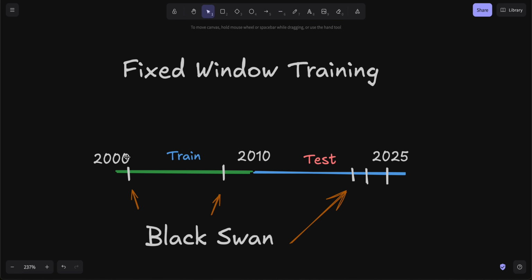It's just like if you have trained in push-ups and pull-ups, if during the competition they do actually give you push-ups and pull-ups, you can succeed in it. And that's how simple training and testing is. So this is a very good example of a fixed window training.